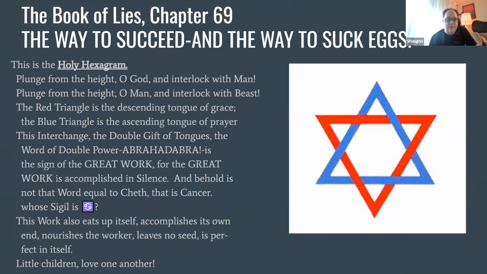For the great work is accomplished in silence. And behold, is not that word equal to Keth, that is Cancer, whose sigil is? This work also eats up itself, accomplishes its own end, nourishes the worker, leaves no seed, is perfect in itself. Little children, love one another. So yeah, that perfectly describes the holy hexagram. There's no question or mystery left there.